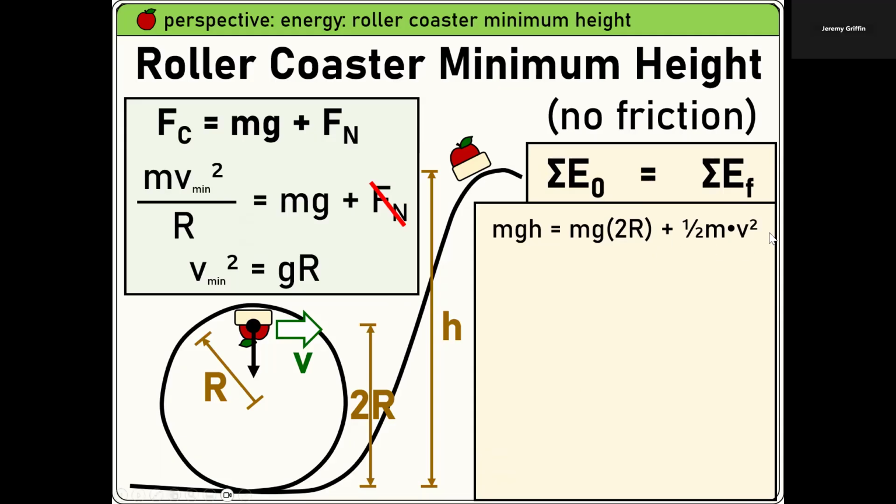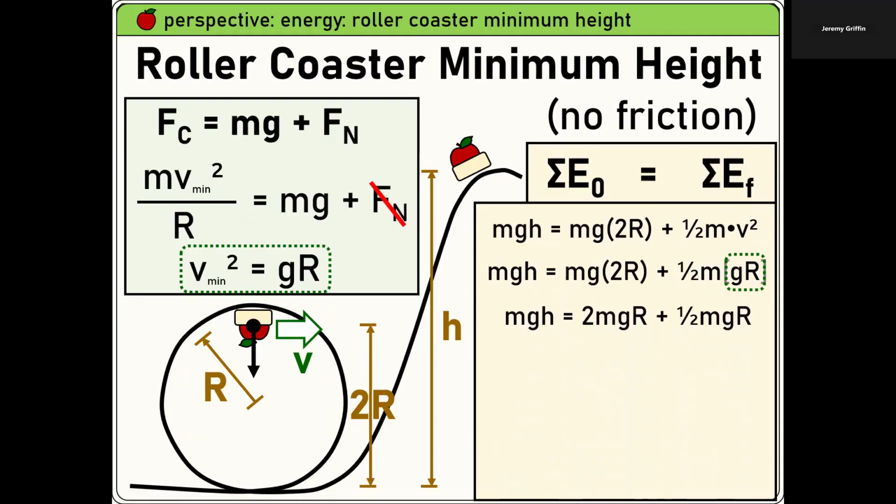Then, I can make a substitution right here. What can I substitute for this v squared? GR. Yeah, because that's the same thing. Need a little algebra cleanup here. I'll find some terms maybe.